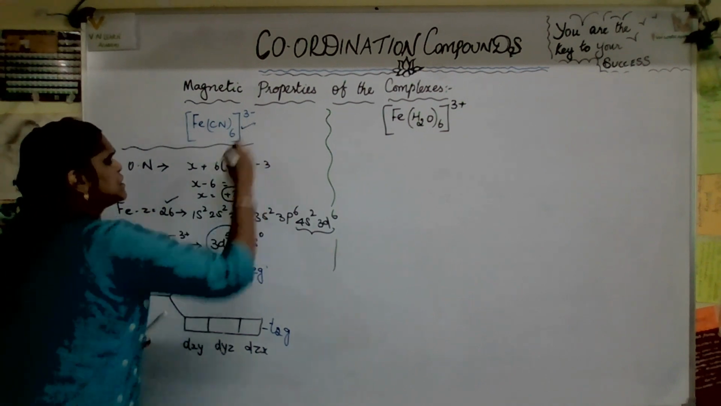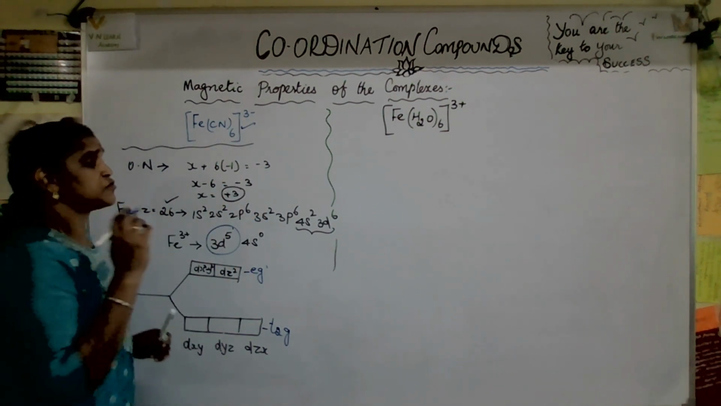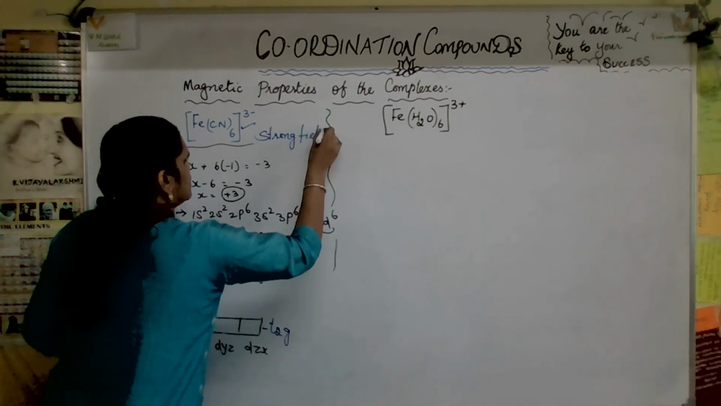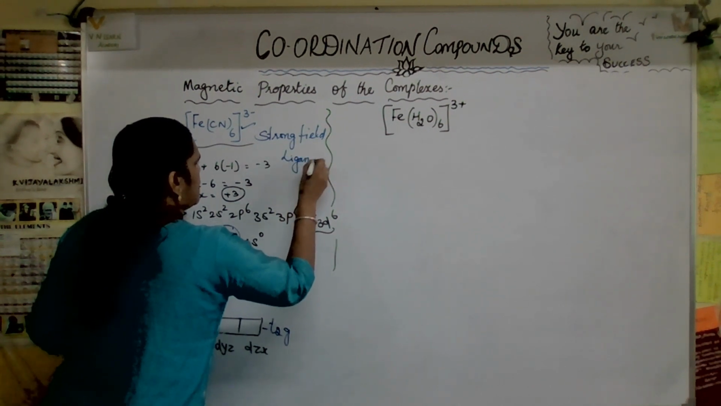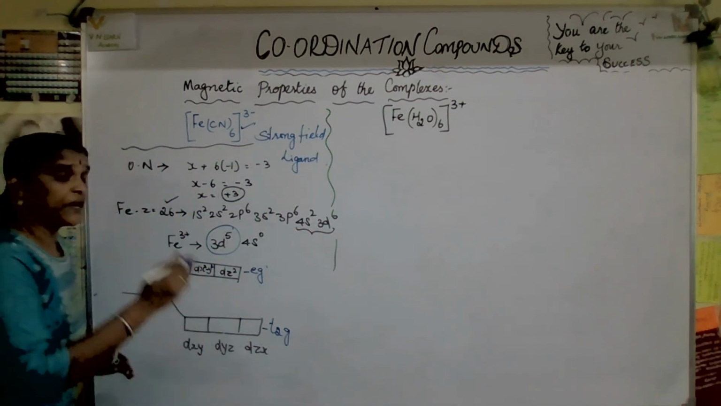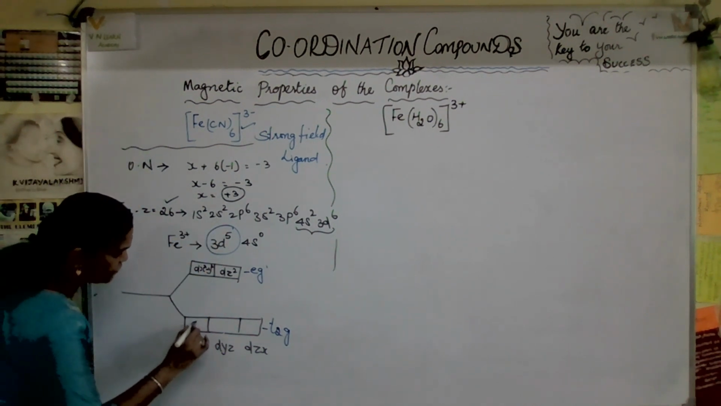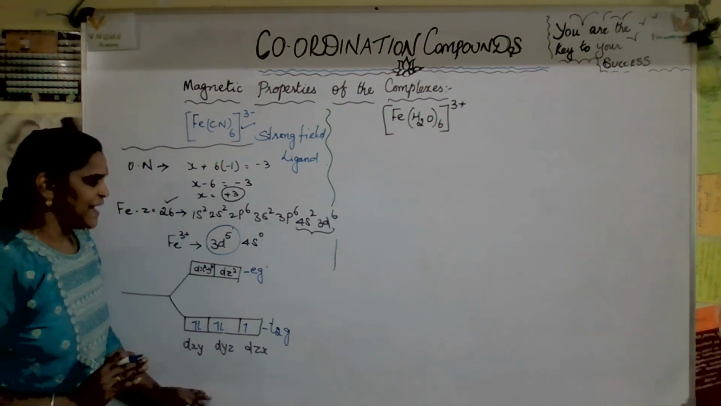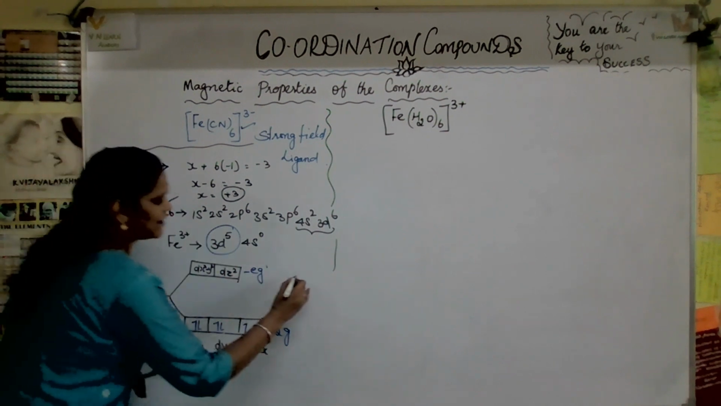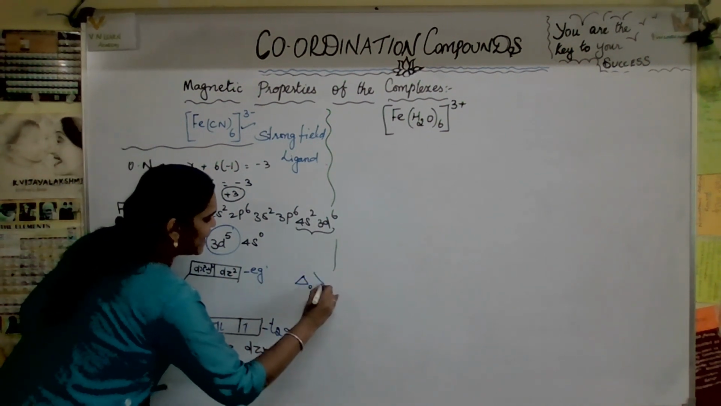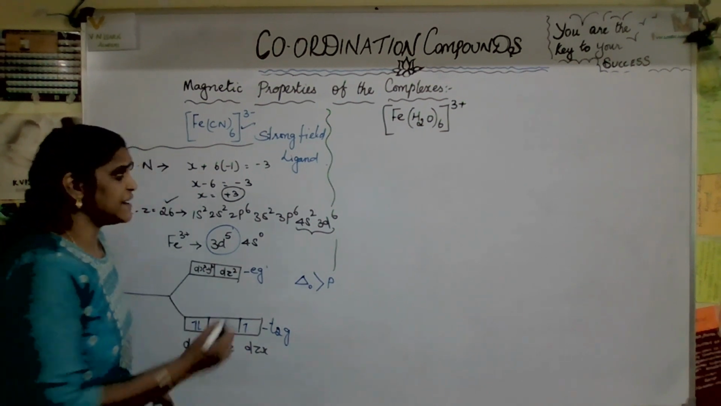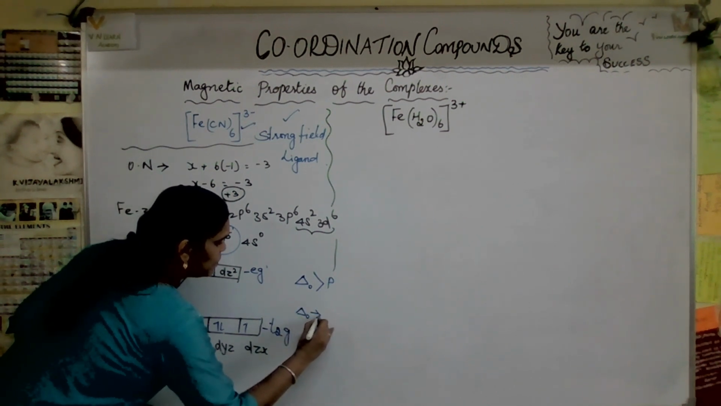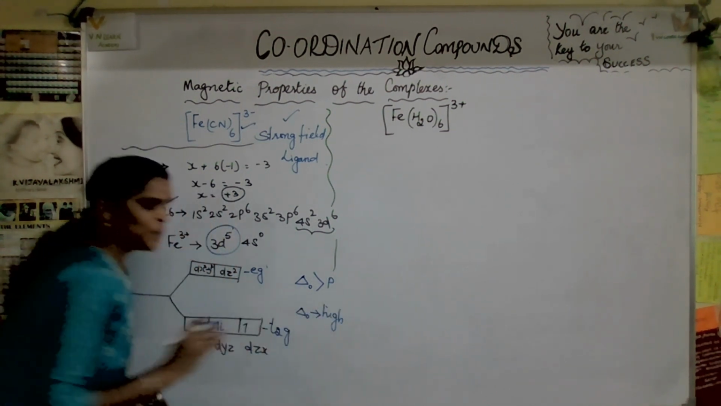Now, CN is what? Weak field ligand or strong field ligand? Of course, it is a strong field ligand. Strong field ligand means what will happen, how are the electrons occupying? It will go on single, then it has to go for the double. Now, what is that delta naught? So delta naught is greater than P. Why is it greater than P? Because it's a strong field ligand. Now delta naught value will be very high. Hope you're clear with that.